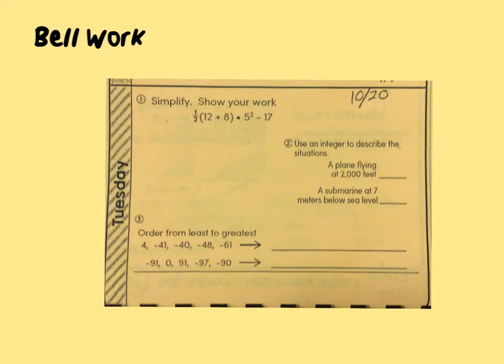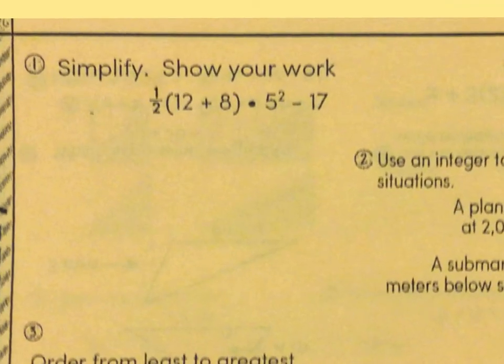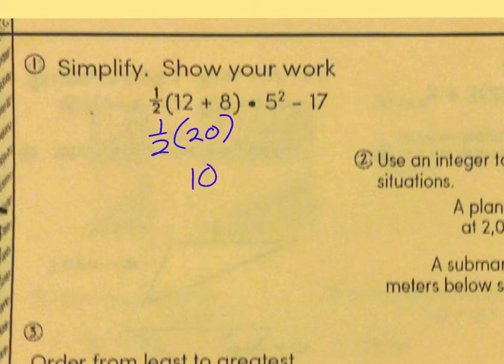But today's bell work wants us to simplify and show our work. So the first thing I'm going to do is follow order of operations here. So 12 plus 8 is 20. And then it says 1/2 times 20. Well, 1/2 of, that means times, is 10. So this turns into 10. Now, we still have the 5 squared minus 17. We took care of the parentheses, so that's all gone, and it turned into 10.